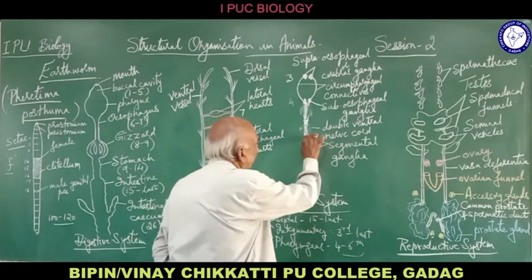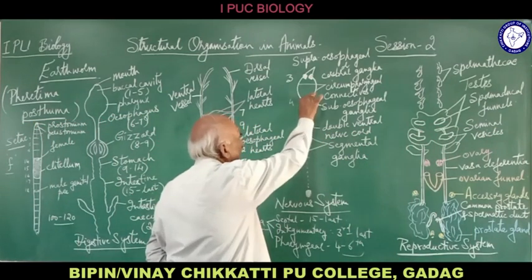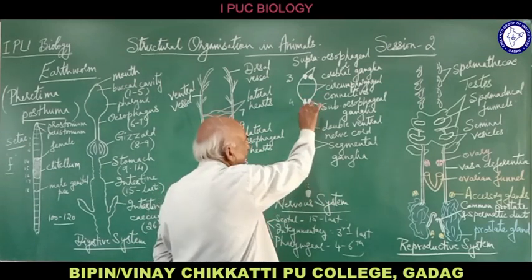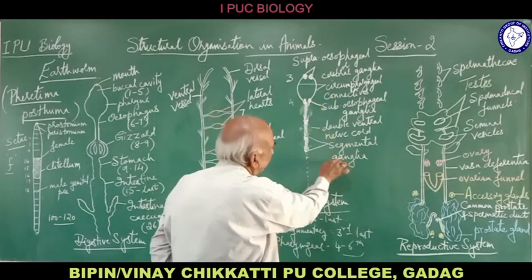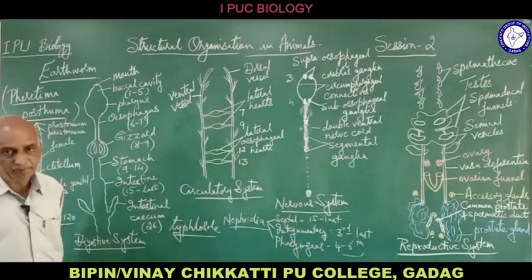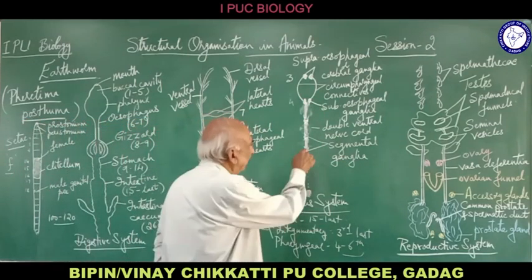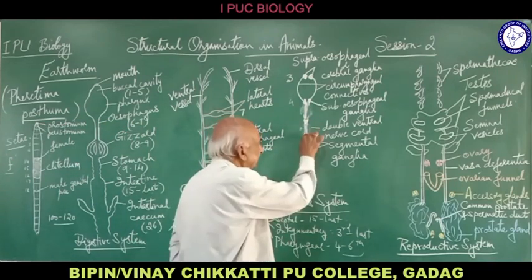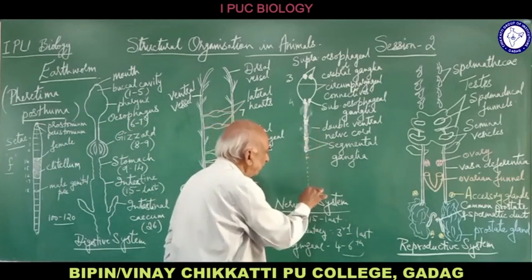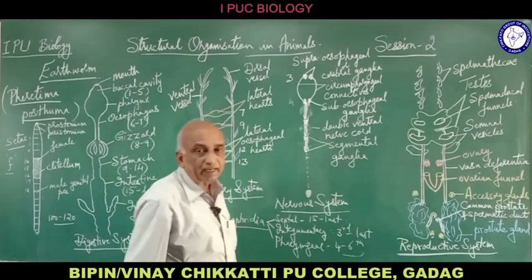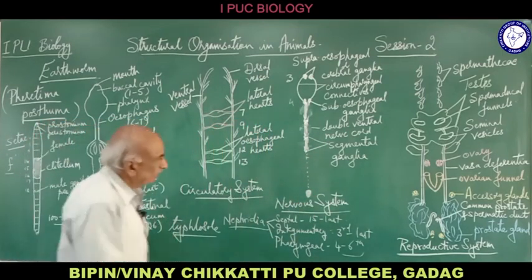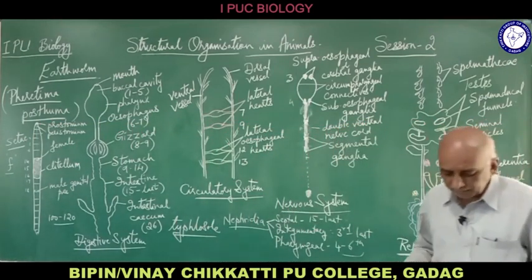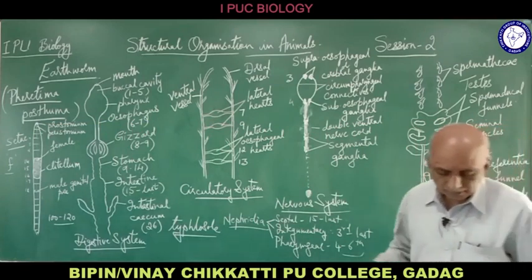This nerve cord runs from the subesophageal ganglia to the last segment, and in each segment there are ganglia which are called the segmental ganglia, and these ganglia are connected by the ventral nerve cord till the last ganglion. That is how the nervous system consists of. And the nervous system can be divided into three parts again.